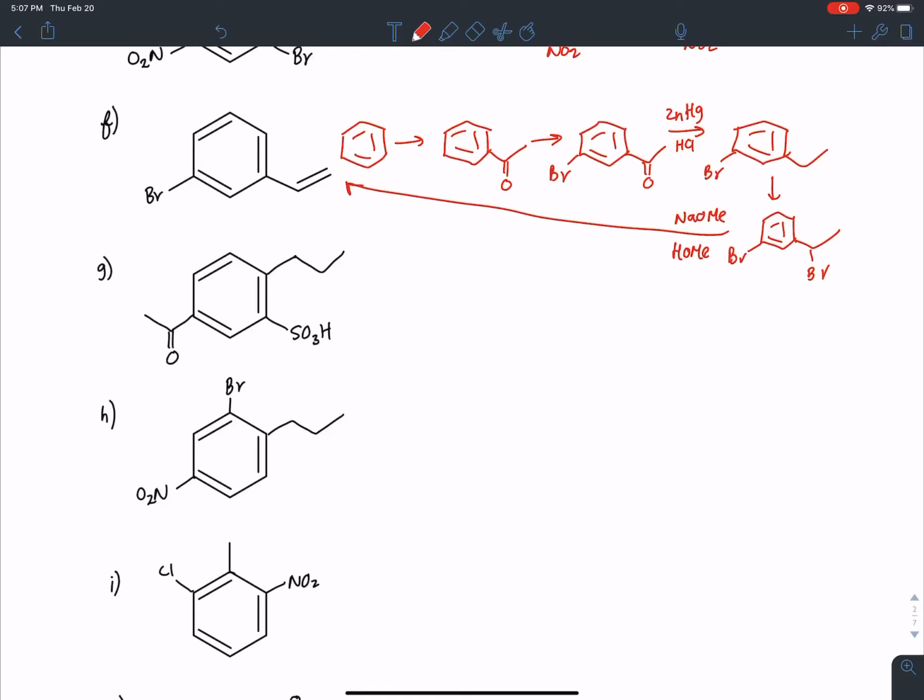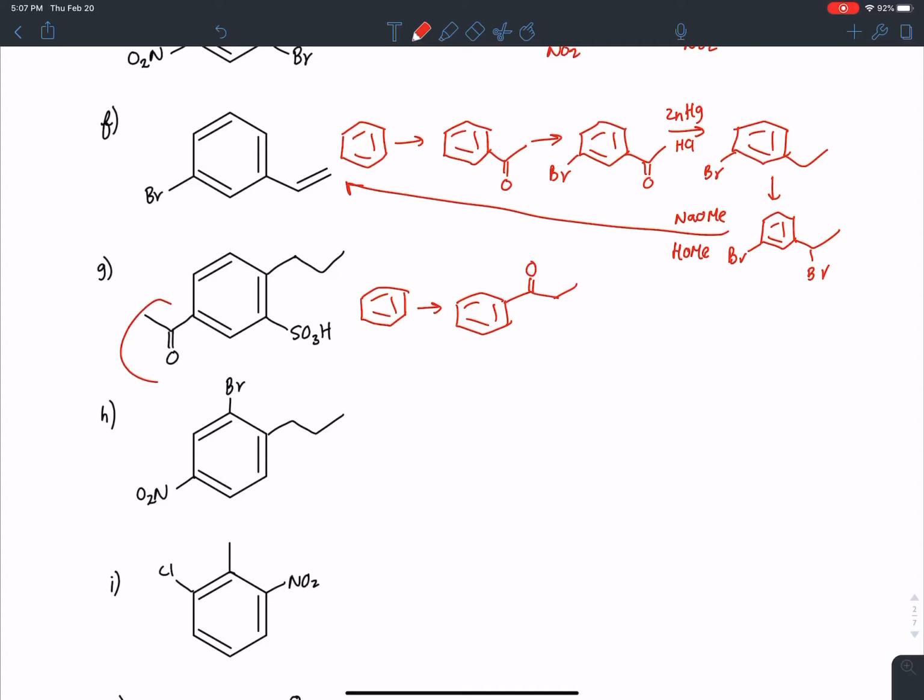Okay, next one. Again, just like all the other ones, this is the 1, 2, and 4 again. So let's add the 1 first. I would go benzene, add the first one, which is a propyl. Now, notice this is a propyl. If I use alkylation, it's going to do rearrangement, which I don't want. So I have to actually add it like this, okay?